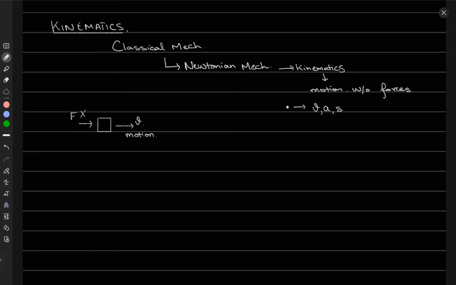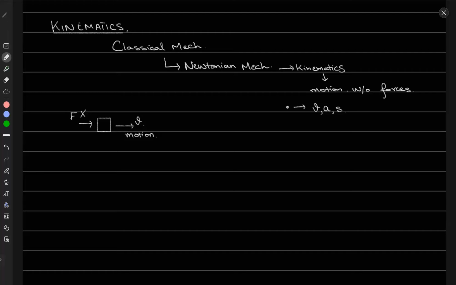Then there is something called dynamics. And in dynamics, you include the force as well. So you study how that force caused this motion. So that's dynamics, right? Yes, sir. Okay, great.